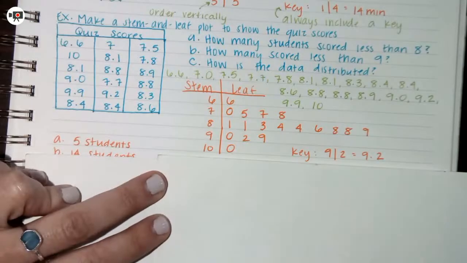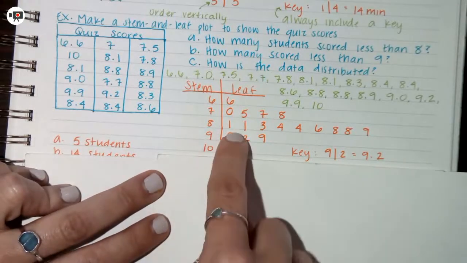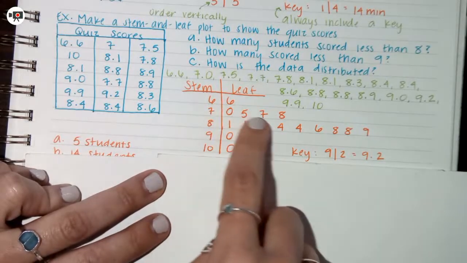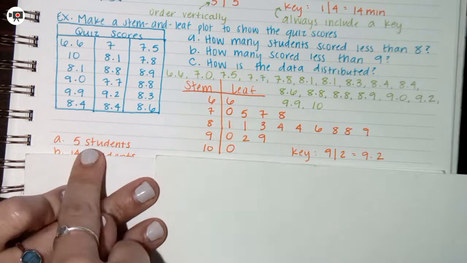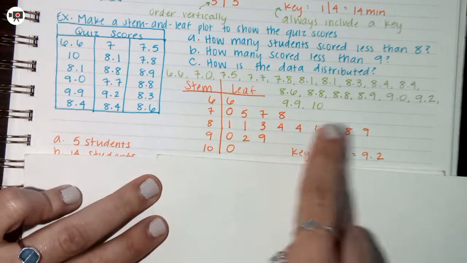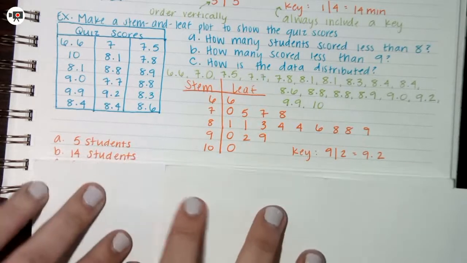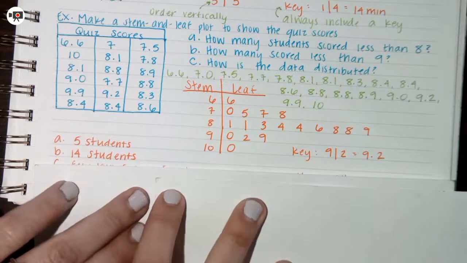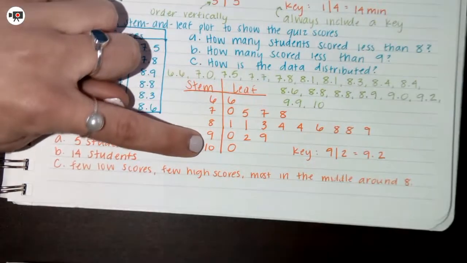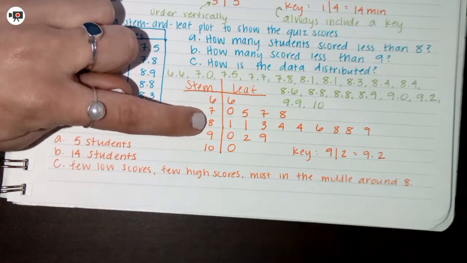Now to answer the question, how many students scored less than 8? I am not going to include anyone that scored 8, so just counting the ones lower, that is 1, 2, 3, 4, 5 students. How many students scored less than 9? We had 5, 6, 7, 8, 9, 10, 11, 12, 13, 14 students scored less than 9. And then how is the data distributed? We have a few low scores and a few high scores, but most of the scores are in the middle, around 8.